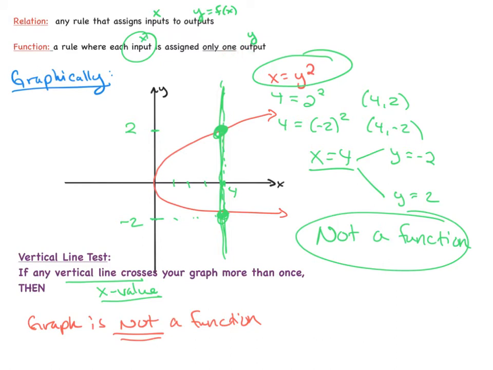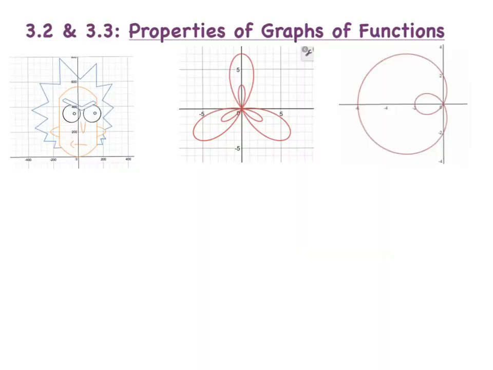Okay, so let's use this vertical line test now and some other concepts to talk about domain and range as we analyze some more interesting graphs. Here are three excellent examples of graphs. Man, not one of these graphs is a function. So I'm going to call these examples 1, 2, and 3.